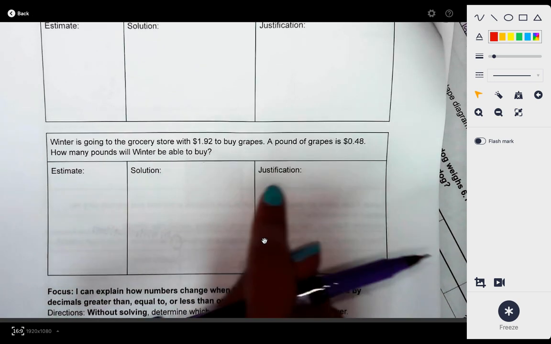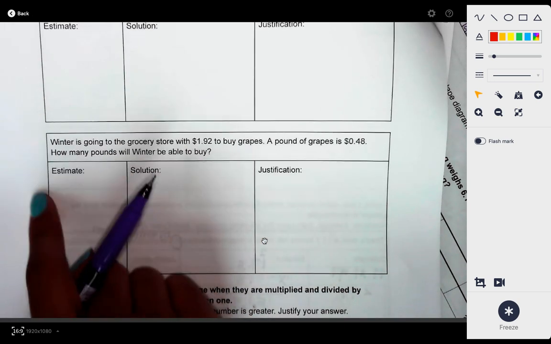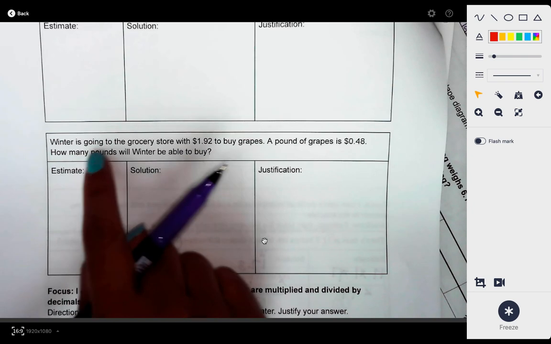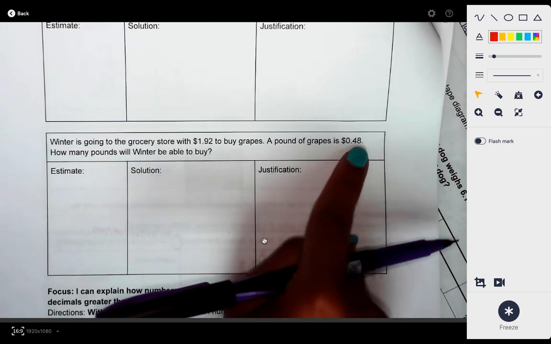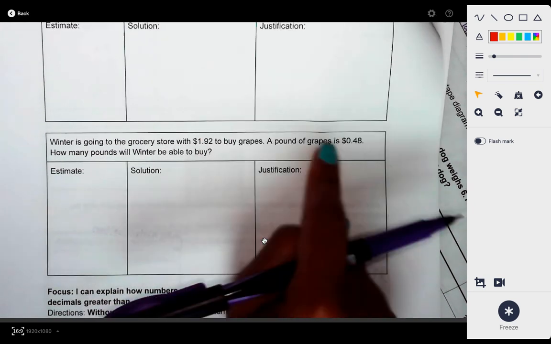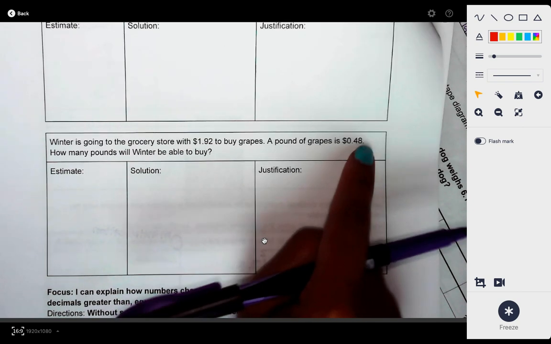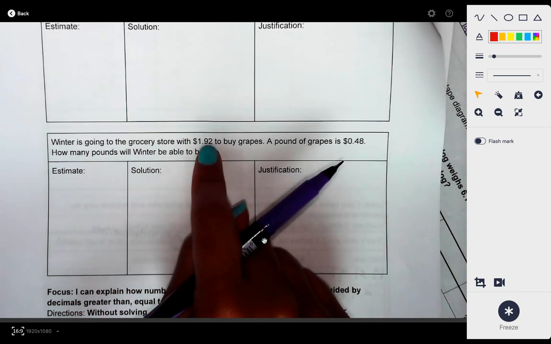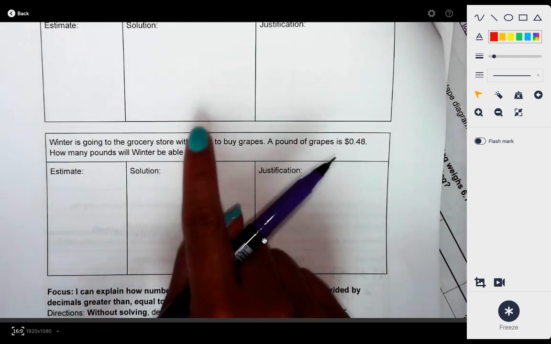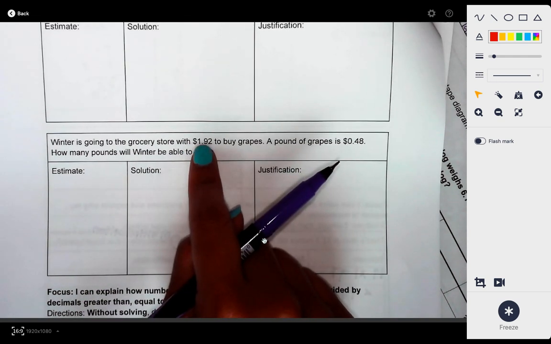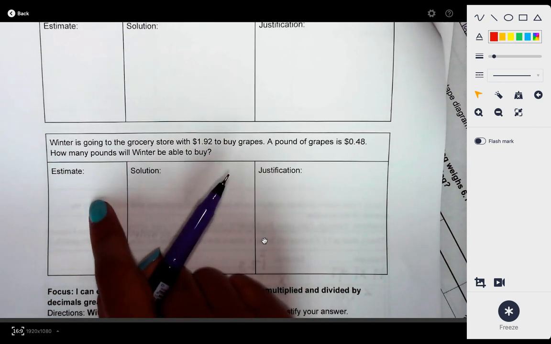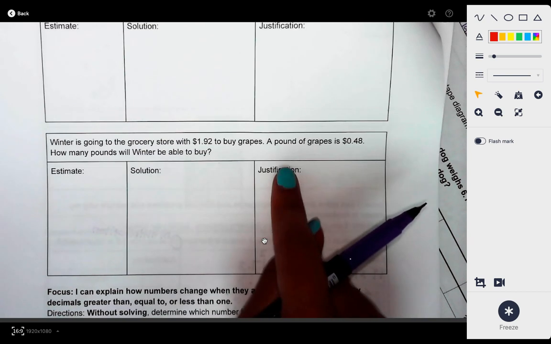What they should include in their justification and the knowledge they should use in their estimate is that when we divide a number by a digit or a decimal less than 1, like 48 cents, then our answer is going to be more than our original number. So our answer should be more than 1 and 92 cents. Okay. So they should use that in their estimate. They should also talk about that in their justification.